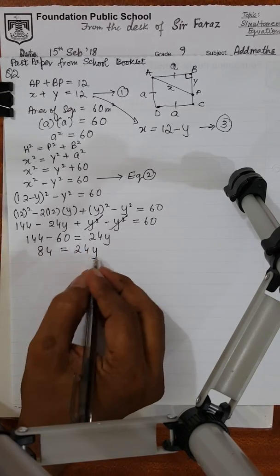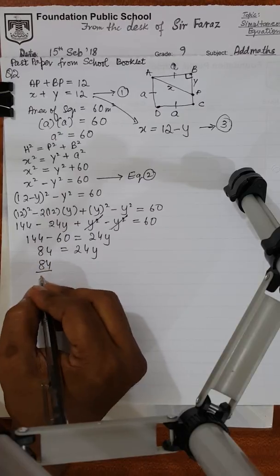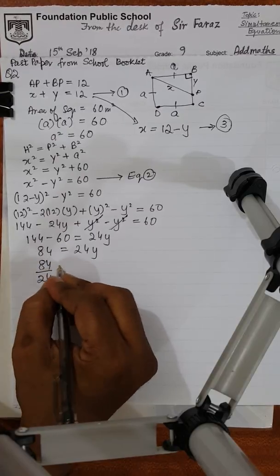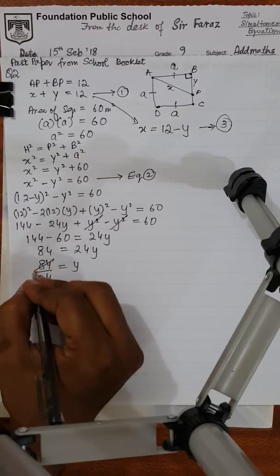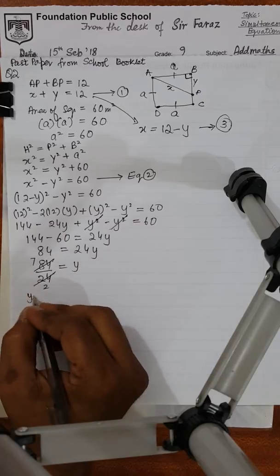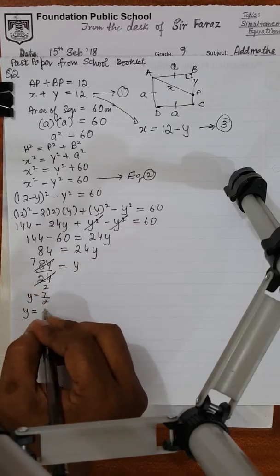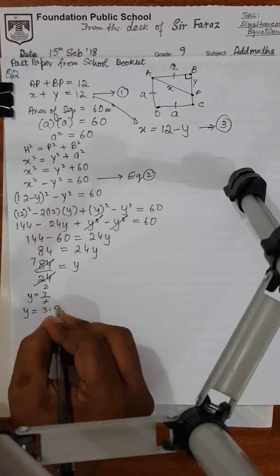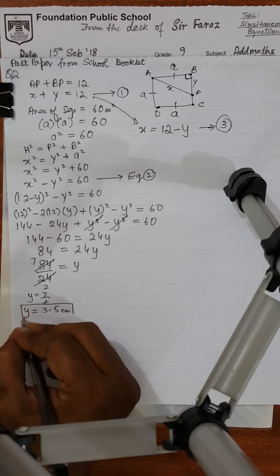In order to calculate the value of y, cross multiply this 24 on this side. 84 upon 24 equals y. They go in the 12 times table: 12 sevens are 84, 12 twos are 24. So we are left with 7 upon 2. And we know that 7 upon 2 is 3.5. So this is 3.5 centimeters, the value of y.